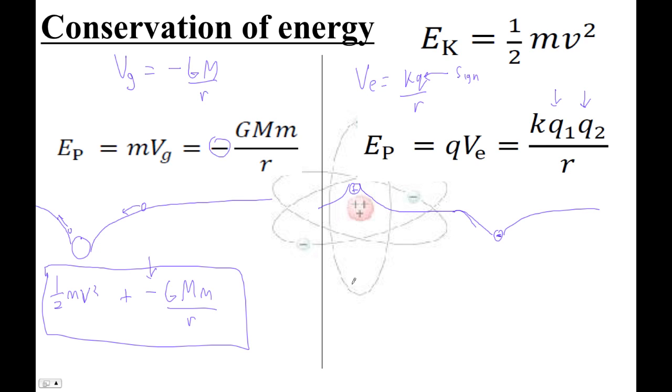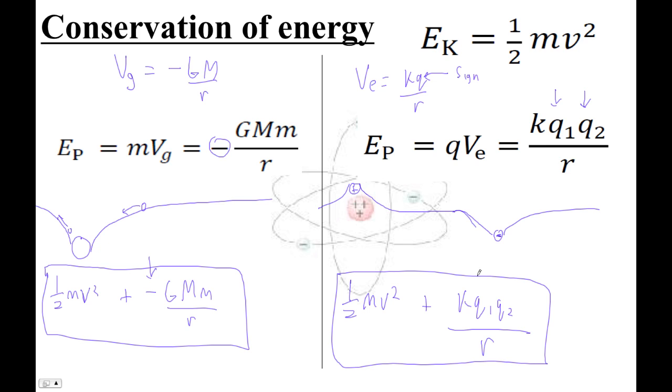So in general, for this one, you're going to go 1/2 mv squared plus k q1 q2 over r. And be very careful about this. If you set it up, don't ignore the minus signs. Don't ignore the signs, and it will all work out. So kinetic energy plus potential energy.